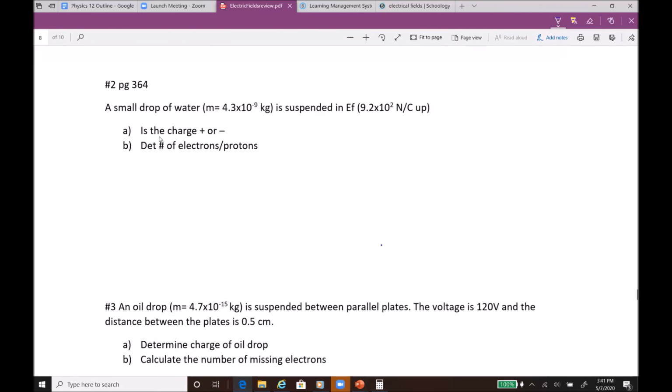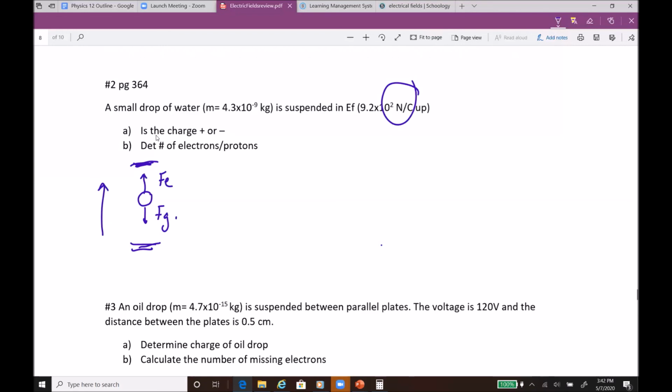Okay, that's number 2 on page 364. So this is a small drop of water, mass 4.3 times 10 to the minus 9 kilograms, and it's suspended. If it's suspended, that means the forces are balanced on it, right? So if this is our oil droplet suspended between the two plates, the electric force and the gravitational force are balanced. So the electric force must be pointing up because gravity is pointing down. Okay, so now it says the electric field is pointing up.